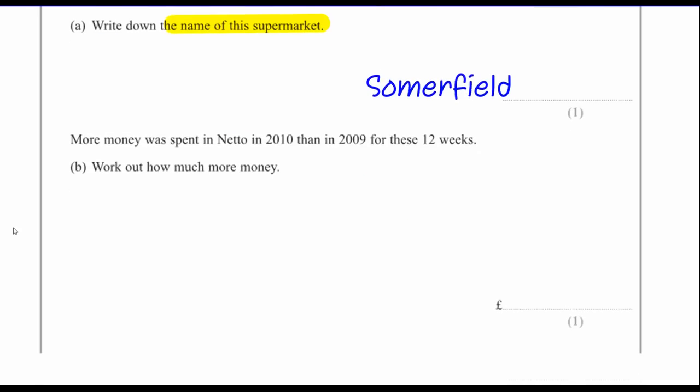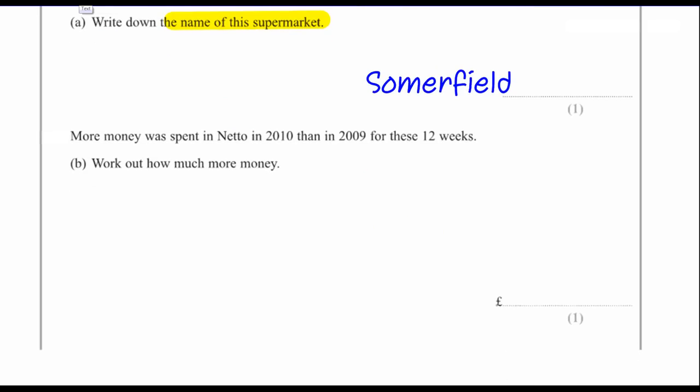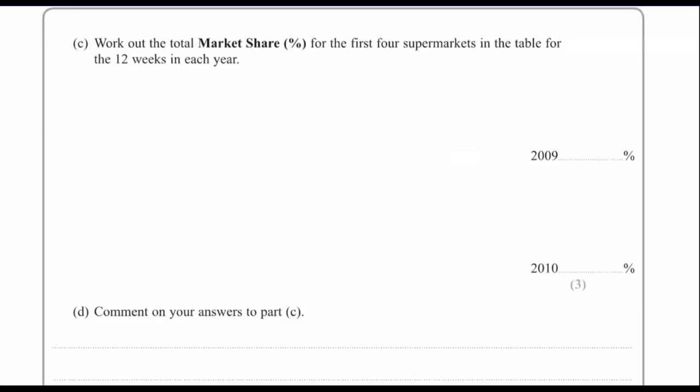Okay, so when we give our answer, you've got to be very careful to not just give 1890, but to make sure that that's times by 1000. So 1, 2, 3. And if you like writing numbers properly, you want to add a couple of commas in so we can see that that number is 1,890,000 to be precise. Moving on, part C. Work out the total market share percent for the first 4 supermarkets in the table for the 12 weeks in each year.